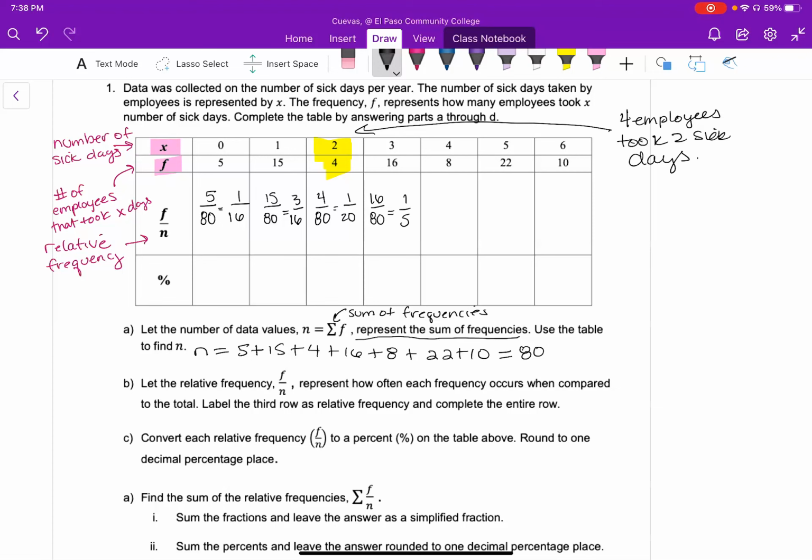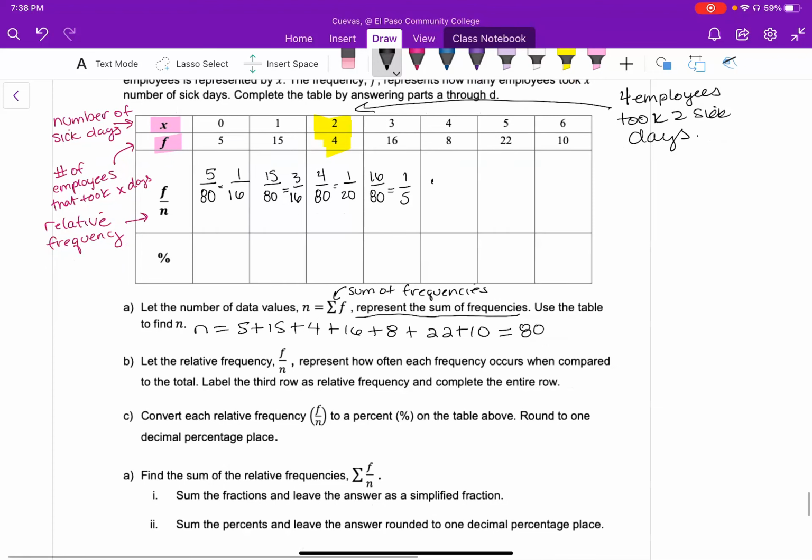Use your calculator, use any means you have available. 8 over 80, we end up with 1/10. 22 over 80, let's divide by 2. They're both even. It's going to be 11 over 40. 11 is a prime number, so that's as low as we get, simplified as we get. And 10 over 80, this is going to be 1/8. Yay, we completed all of our row.